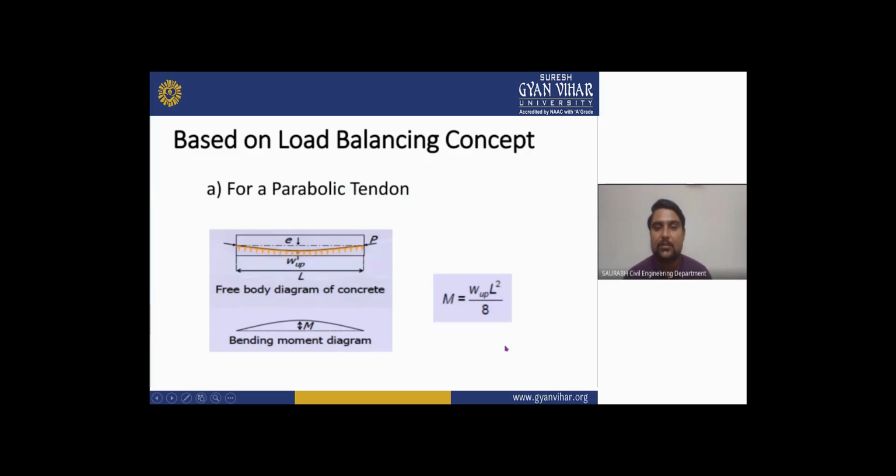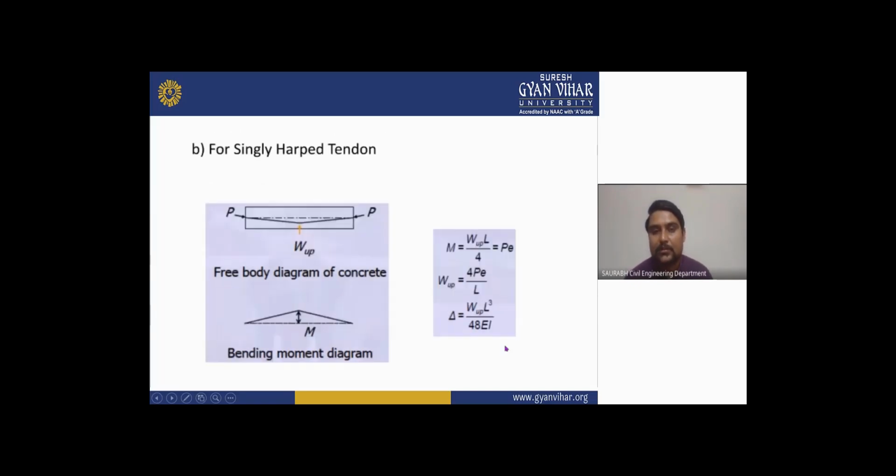Based on the tendon load balance concept, the first one is for a parabolic tendon, which is here the free body diagram of concrete, and the second one is a bending moment diagram. And here M will be equal to w u P L square upon 8.